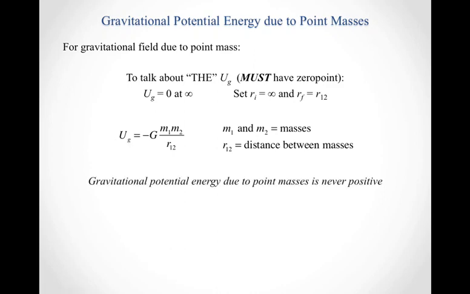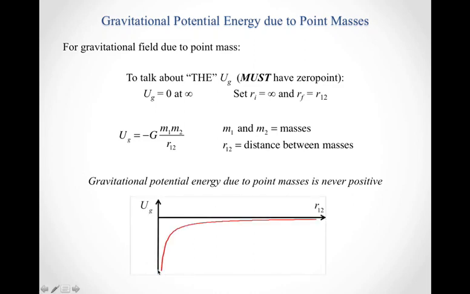One of the things to highlight: G, M1, M2, and R12 are all positive quantities. So this minus sign sitting out here in front tells us that the gravitational potential energy, when we're dealing with point masses, is never positive. If we were to plot this out, you'd have increasing gravitational potential energy versus increasing distance between my masses.